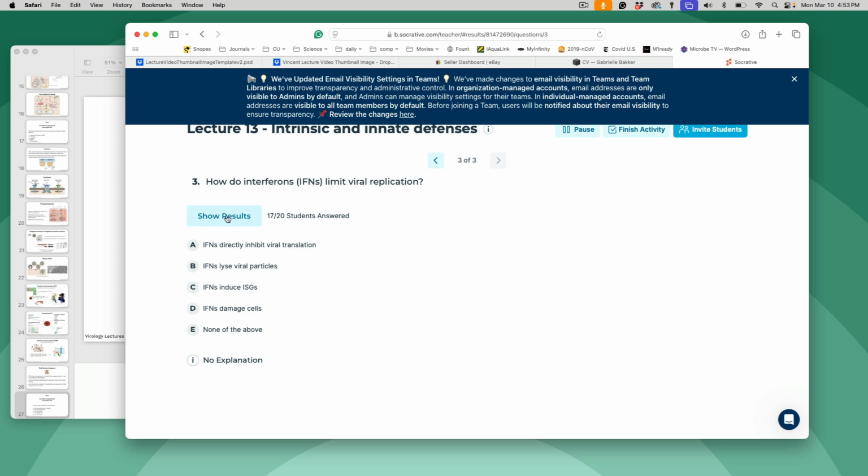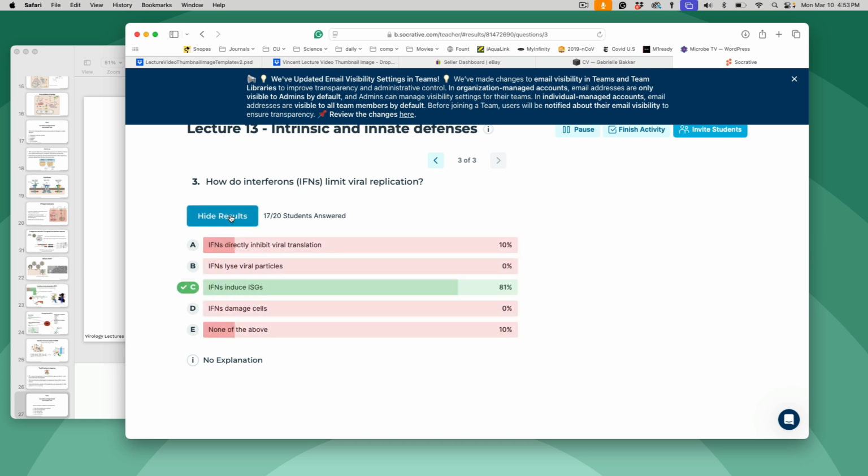Okay, how did we do? Interferons induce ISGs, that's right. They do not directly inhibit anything. Right? They always induce ISGs, which then inhibit something.